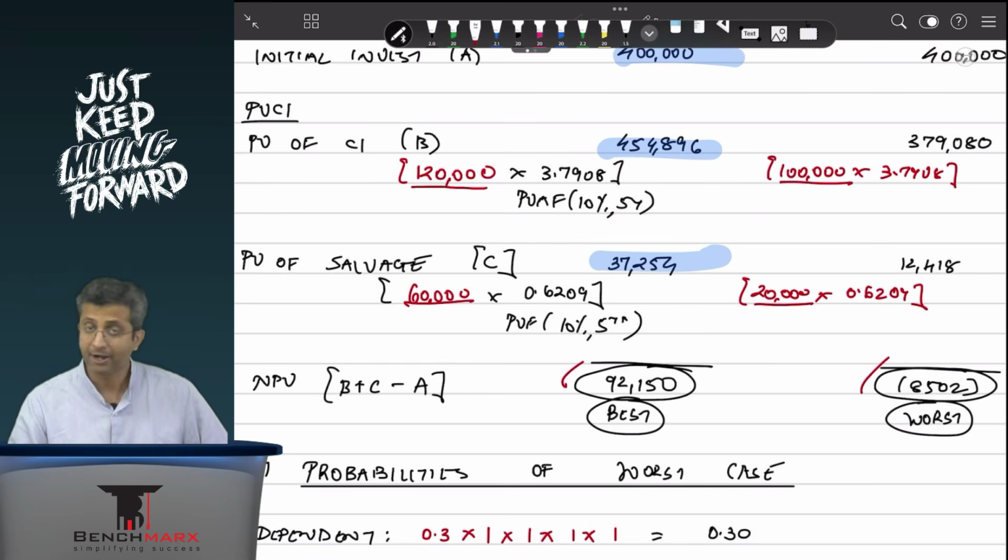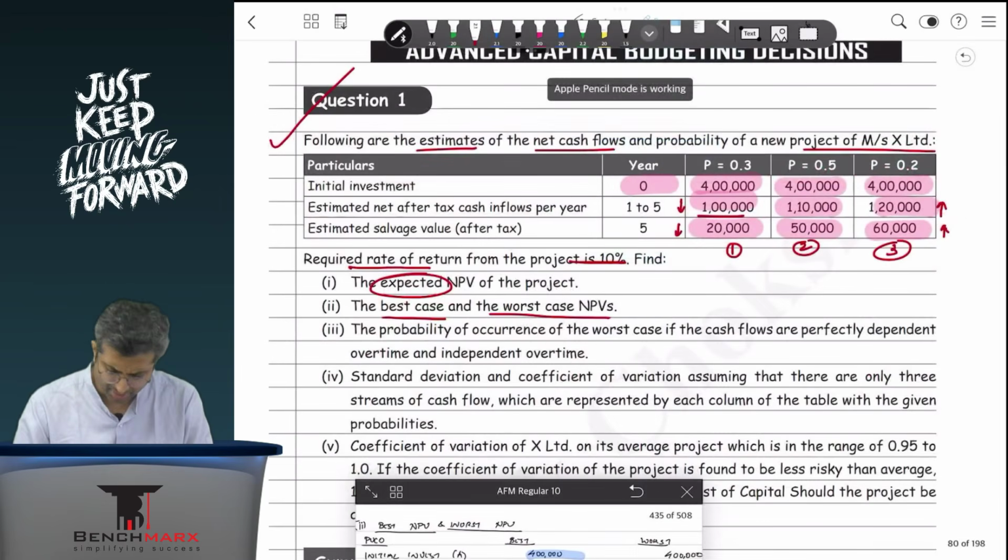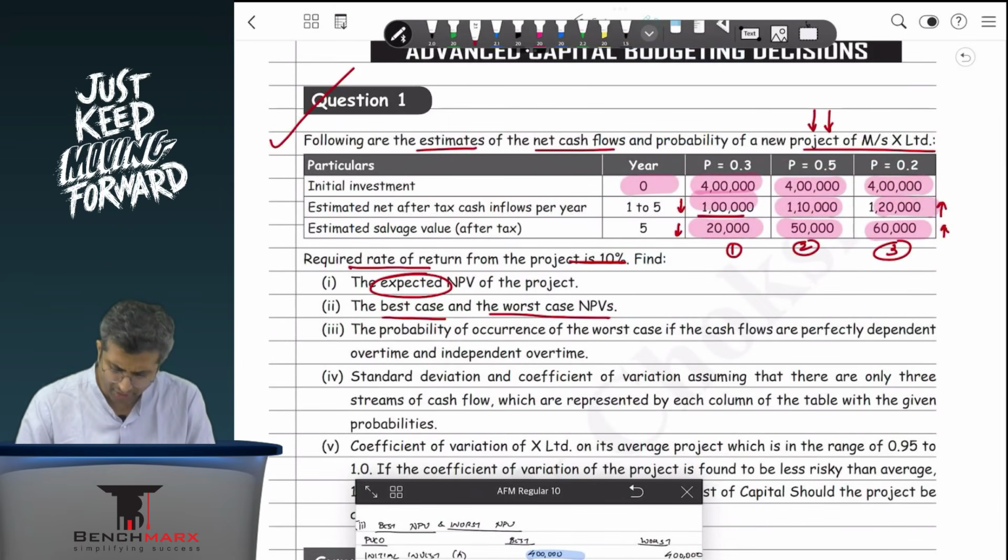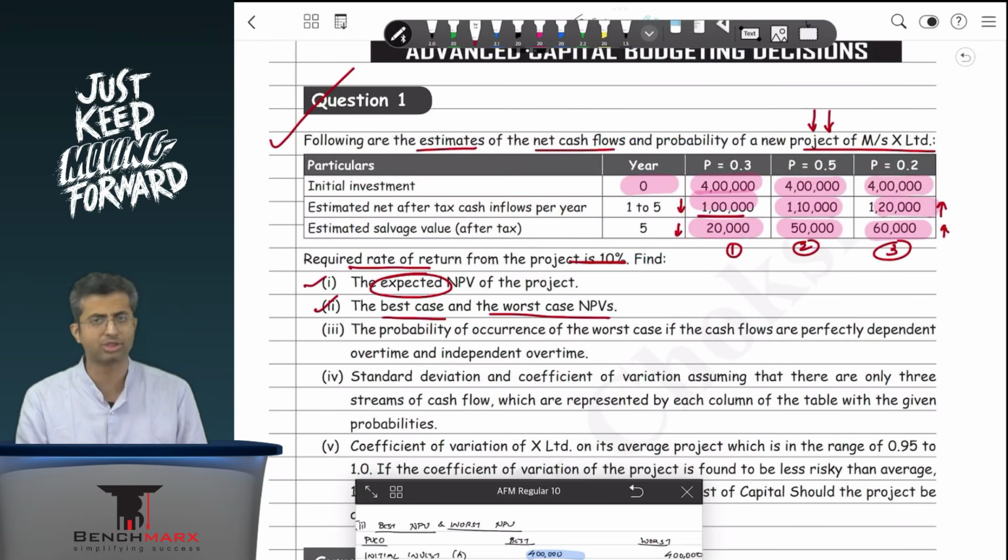Having said that, you will find 92,000 for the best case and a negative 8,502, that is a loss, for the worst case. Now there is only one more case remaining. If you want, you can do the working for that separately, but as of now, if only points 1 and 2 are asked, this is not separately required. So you have found the average NPV, you have also found the best possible NPV, which is 95% and something, and the worst possible NPV as well.